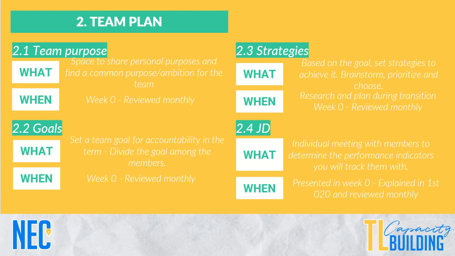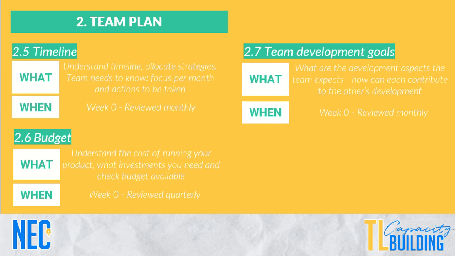For the JD, this is very important. Each member needs to understand what is their job description. That's what JD means. So in the very first meeting that you have with each member individually, try to review with them if they understand what is their exact job description. What are the performance indicators that are gonna be used to track their performance? What are we gonna measure in them?